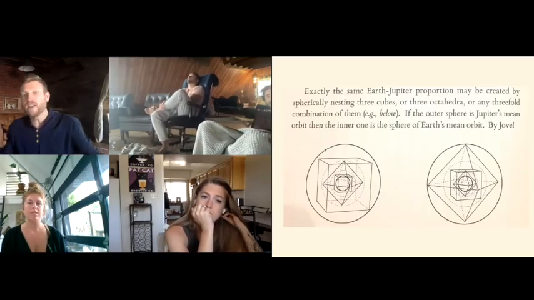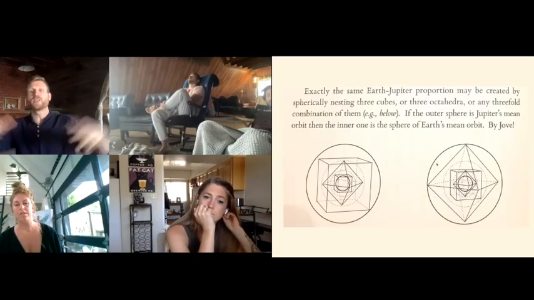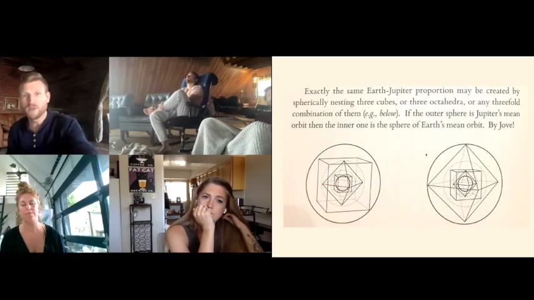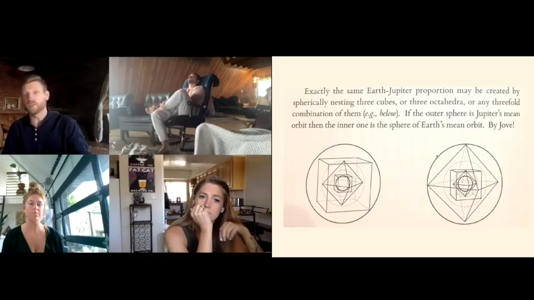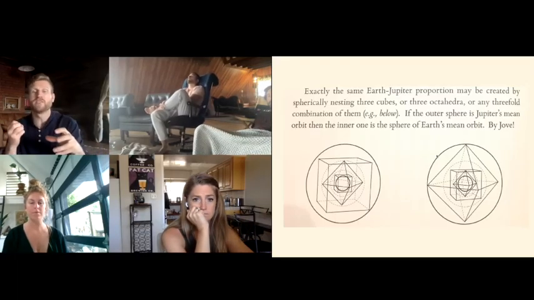And sure enough, the same function works exactly the same, even if you start with an octahedron, right? So Jupiter out here, instead of a cube, start with an octahedron. Cube, octahedron, inscribe a sphere in the middle of that inner octahedron, and that's the orbit of Earth.